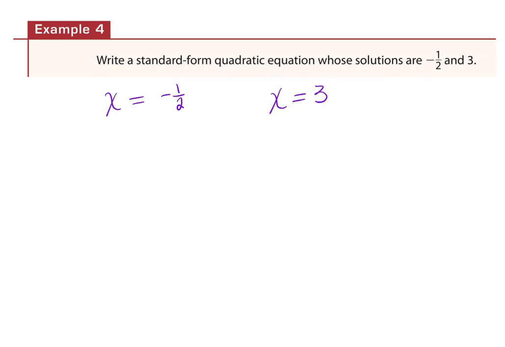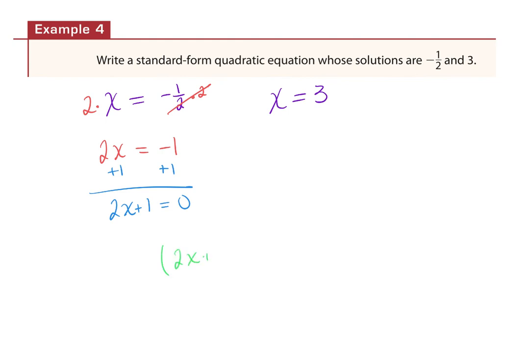Now remember, your factors are set equal to 0. And so what you're basically going to do is you are going to get the side that has the number as a 0. So I'm going to start by multiplying this guy by 2. That will get rid of my denominator, and I have 2x equals -1. And then I am going to add the 1 over. And so I have 2x plus 1 equals 0. That means that one of my factors had to be 2x plus 1.